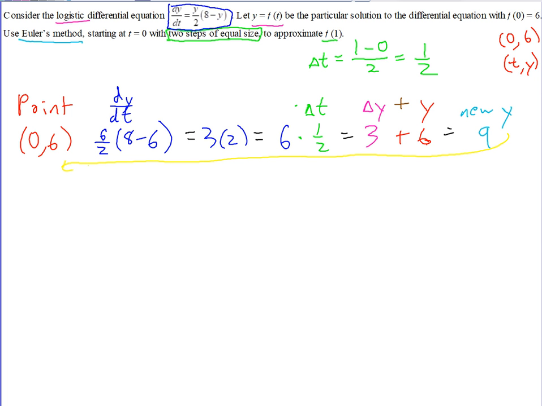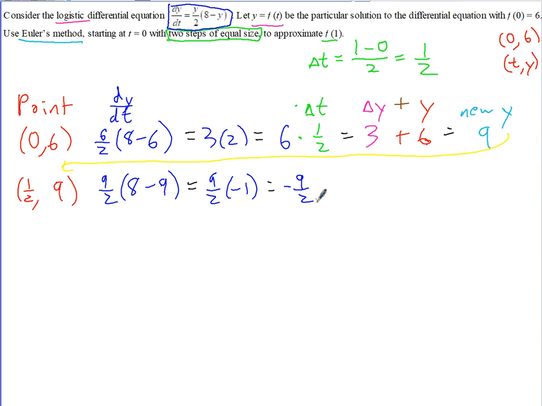Now let's go through that process one more time. So here we increase the, in this case, t coordinate by the step size, which is 1/2. The next point would be 1/2, and our new y coordinate was 9. So now we have to substitute in the y coordinate into the derivative. So it'd be 9 over 2 times 8 minus 9, gives you 9 over 2 times negative 1. So you get a derivative at this point of negative 9 over 2.